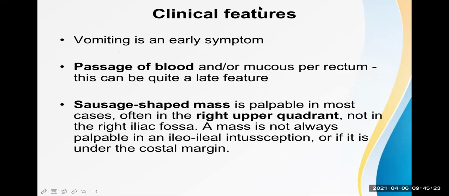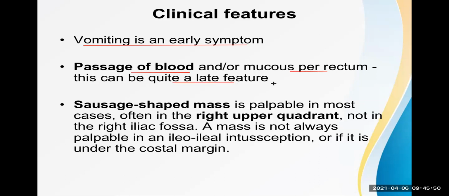Now, what are the other clinical features? Vomiting is an early symptom in this case. Okay, vomiting is an early symptom, and then there is passage of the blood or mucus per rectum, which is known as red currant jelly, but this can be a late feature.